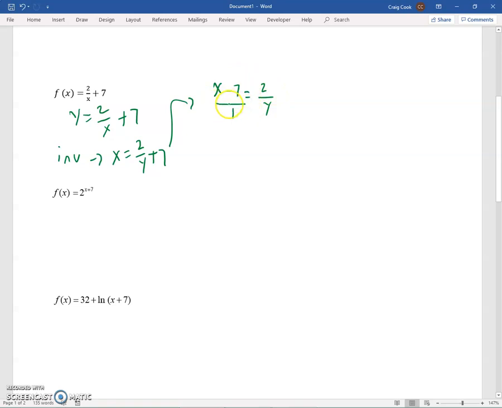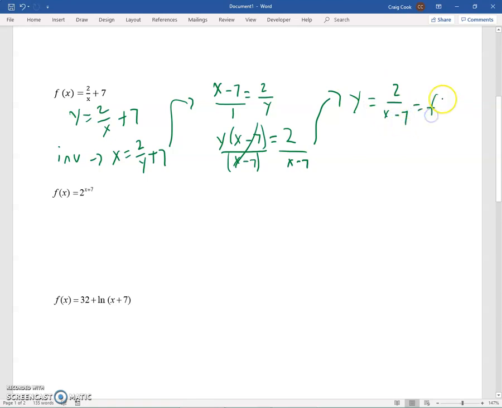Remember, we can always look at an expression like this. So basically, we're going to cross multiply here. We're going to have y times x minus 7 equals 2. Now, don't distribute here because we want to keep that y separate. Well, now when we divide by x minus 7, that gives us y equals 2 over x minus 7, which is f inverse of x.